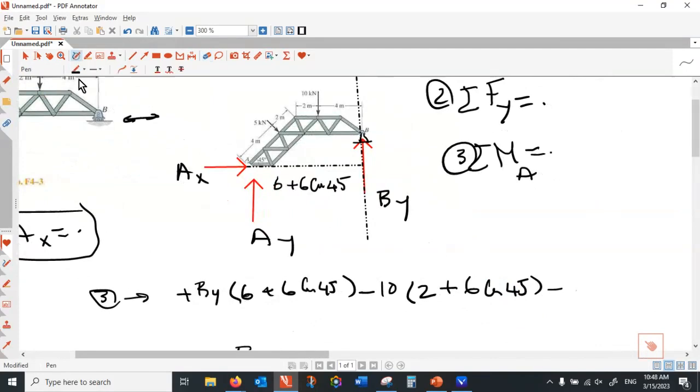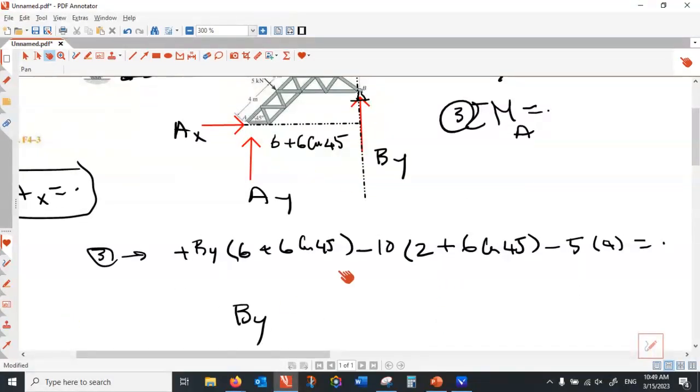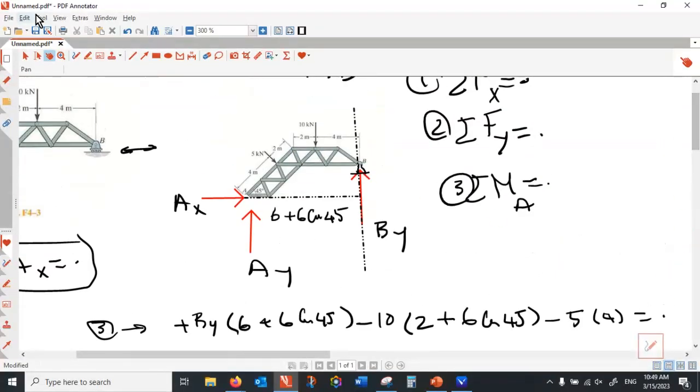So I add minus 5 times 4 equal to 0. And that is all you need to calculate By. I leave the calculation to you. Let's spend time with explaining the problem rather than calculating. Sorry? No, that's simply 4. The shortest distance, you draw normal from A to the line of action. Let me show you that. So this is line of action for 5 kilonewton. That's line of action. So you draw a normal from here to there. The distance is 4. Yeah.